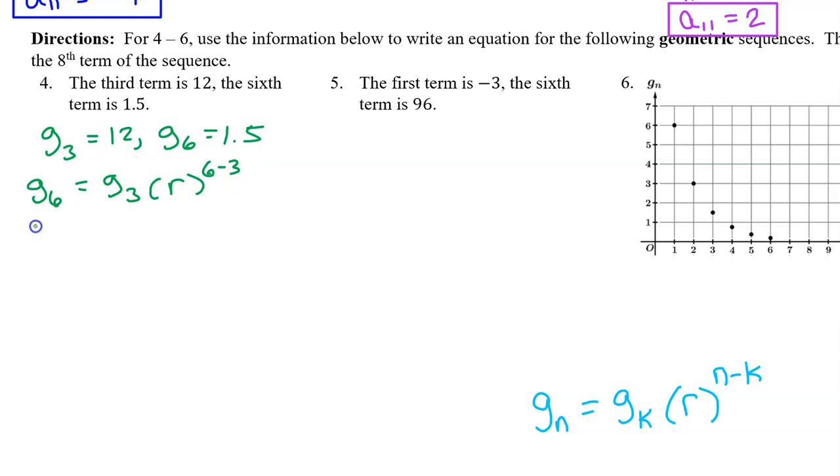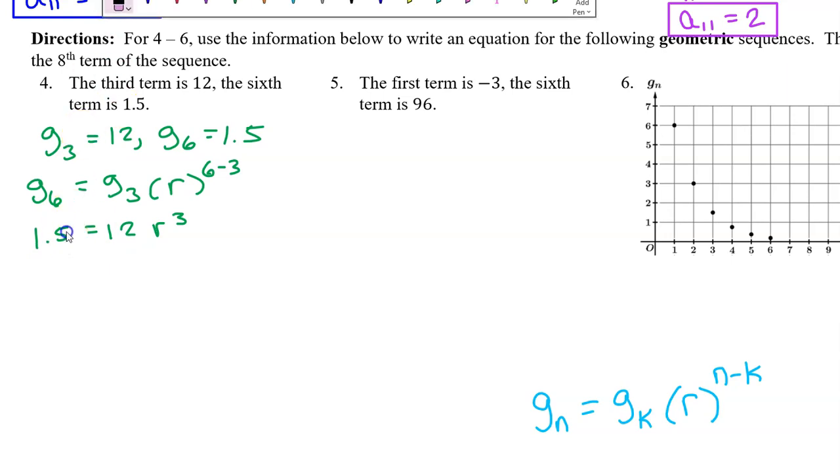So G6 was 1.5, G3 was 12, and then I have r to the 6 minus 3, which is 3. So that's r to the third power. I don't want to have to use a calculator if I don't have to. So I know that 1.5 is 3/2. So I'm going to go ahead and write that so I don't have to use a calculator.